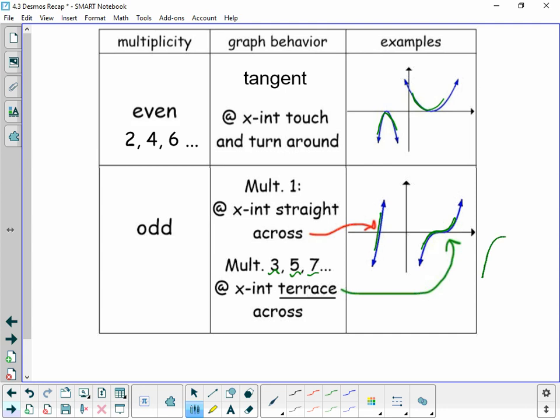You know, a higher power might be super flat looking for a minute. And that actually goes with the evens as well. It almost looks like it starts to get a square shape with those higher powers.